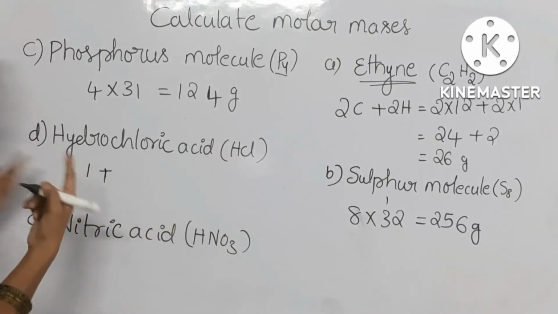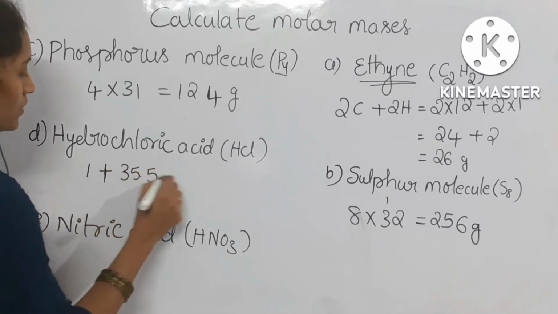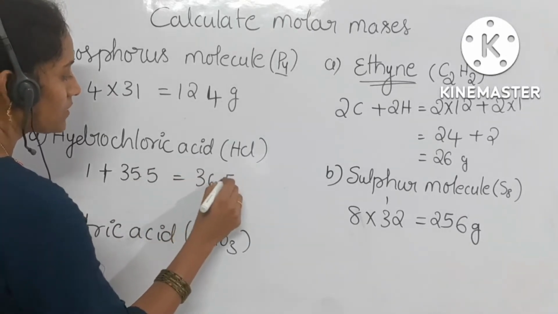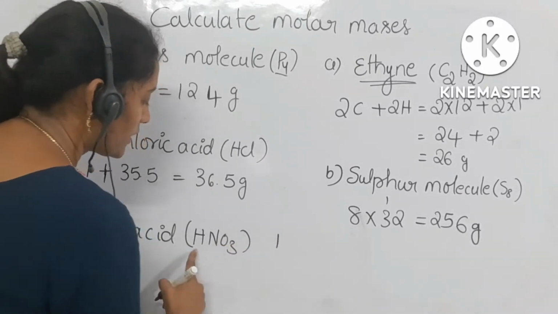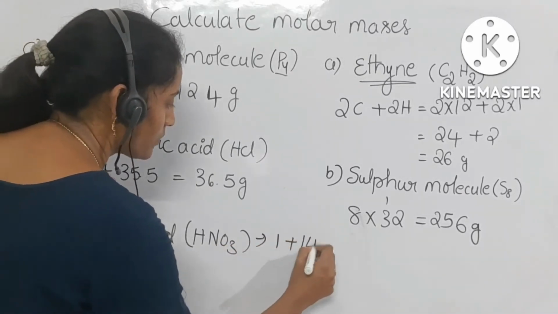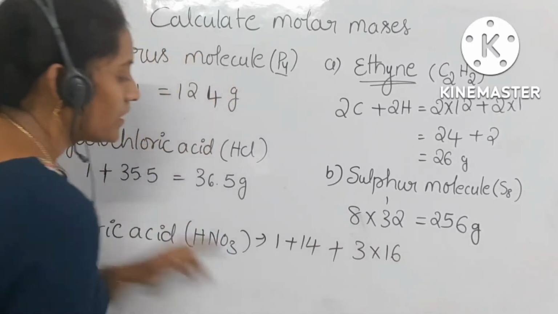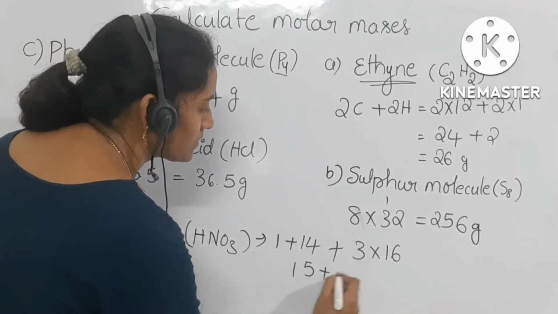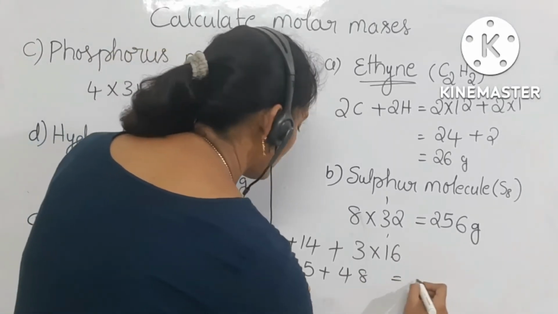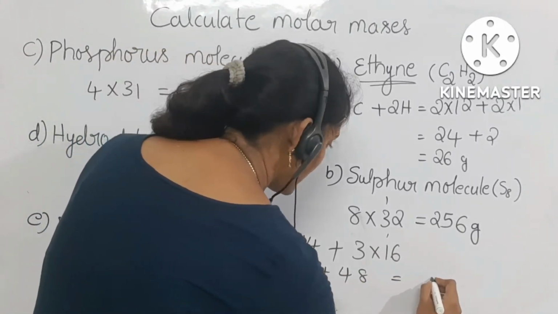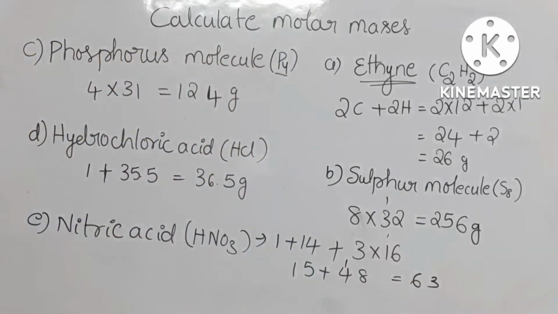Hydrogen's atomic mass is 1 and chlorine's atomic mass is 35.5. So you will get 36.5 grams. Then nitric acid, HNO3. Hydrogen's atomic mass is 1 plus nitrogen's atomic mass is 14 plus 3 oxygen atoms into 16, which is 48. So 1 plus 14 plus 48 gives 63 grams of HNO3.